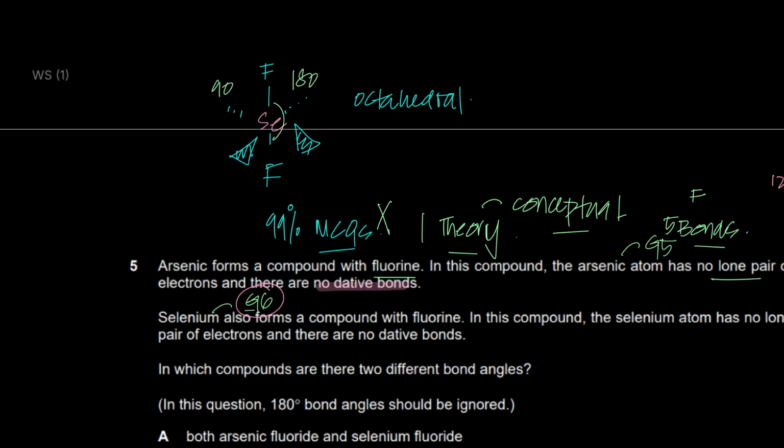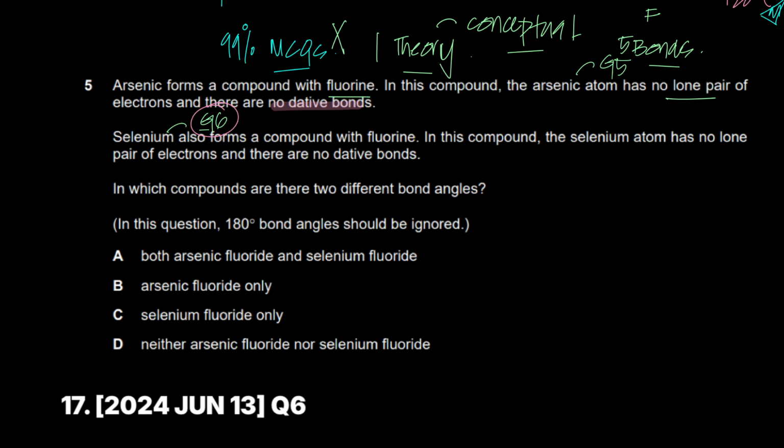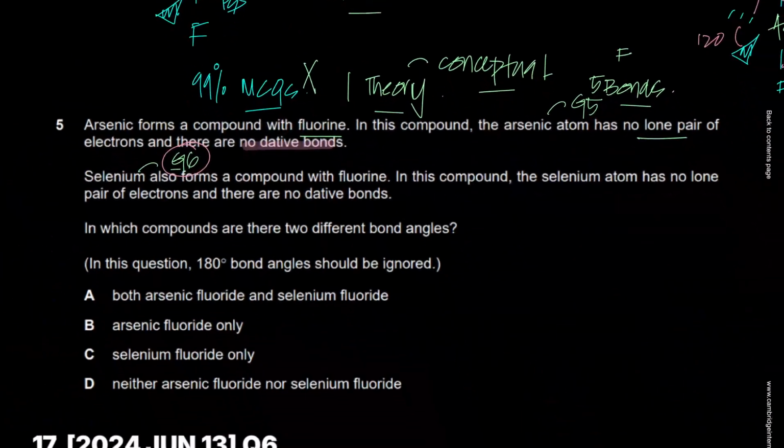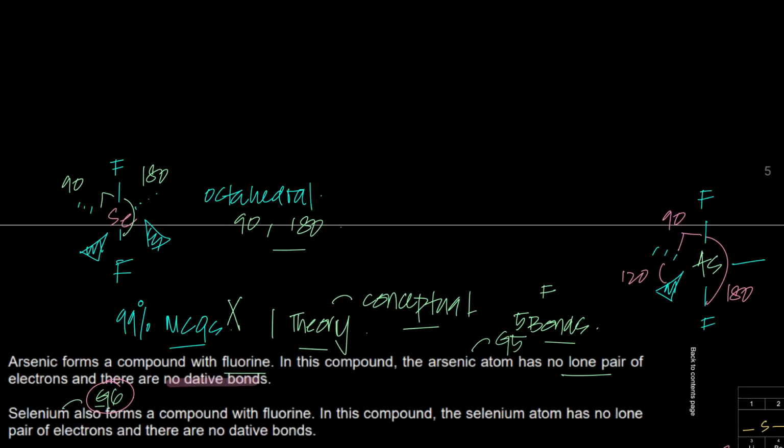So 180 and 90. Now let's move on to the question, because the main reason is not just to do the question, it's also to revise your concepts. So now let's read the question. We know this one is octahedral, all bond angles 90 and one bond angle 180, right? And this has 90, 120 and 180. In which compounds are there 2 different bond angles? In both. You have 90 here and 180 here. And you have 90, 120 and 180. So in both, there are different bond angles, right?